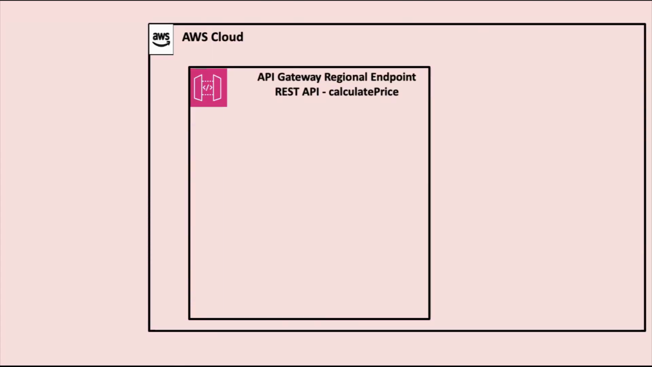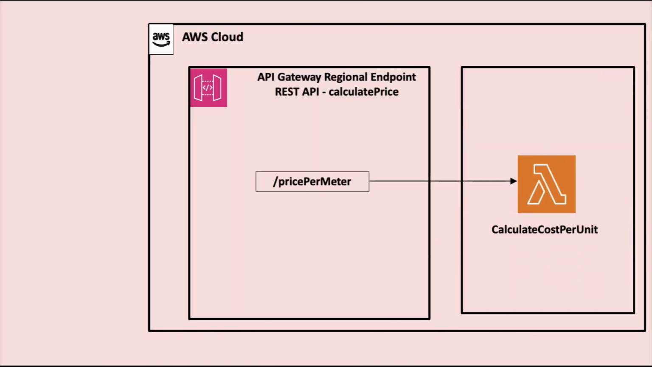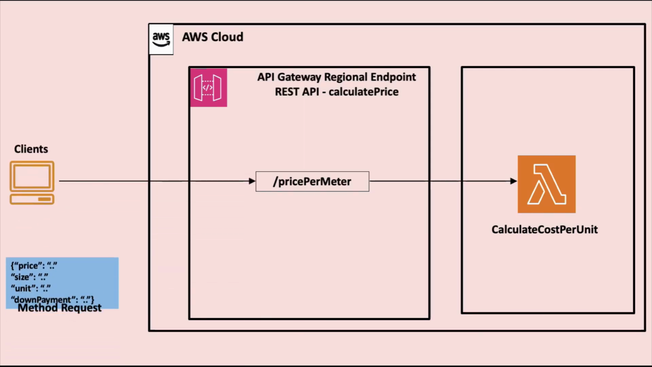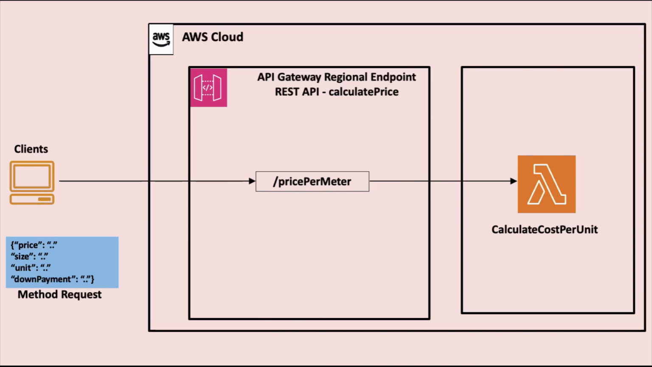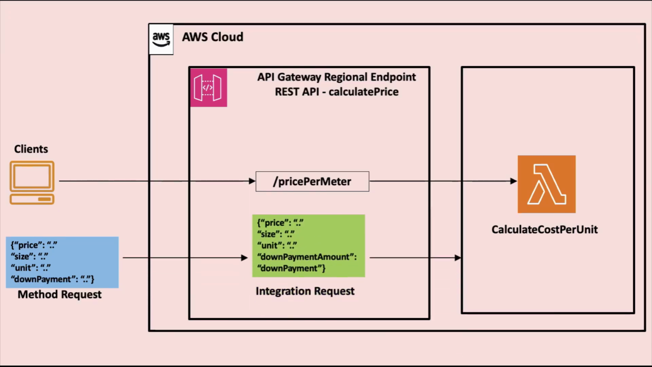So we create one REST API, which is calculate price, which is a regional endpoint. And within that, we have created one resource, which is price per meter. And the backend is Lambda, which is calculate cost per unit. Now, when the client sends the request to this API, they will be using this sample JSON file. And in this, you see down payment is one of the fields, but inside the API Gateway, we have created certain modification, transformation to the request.